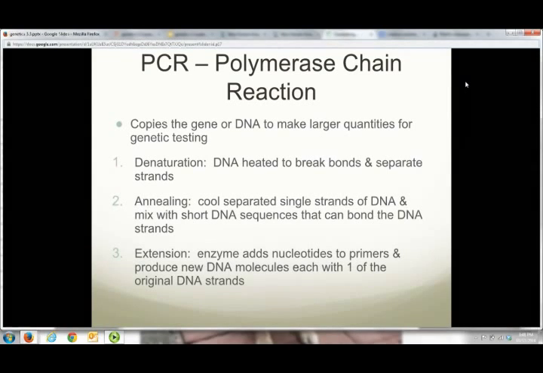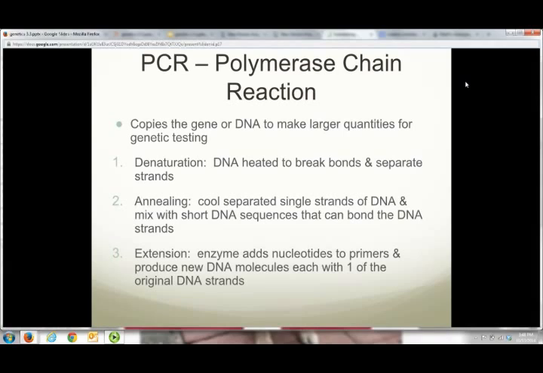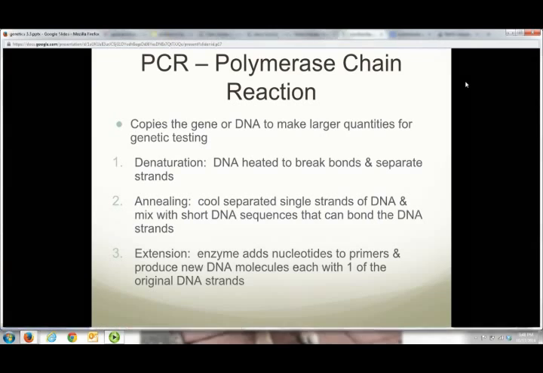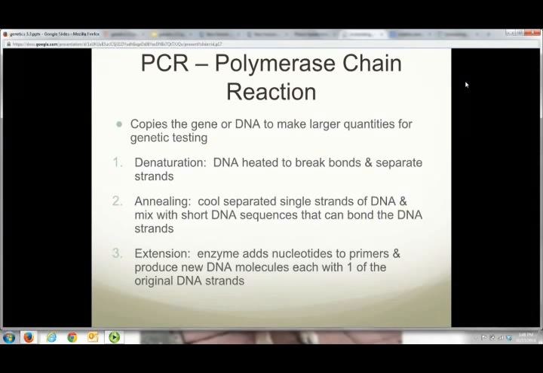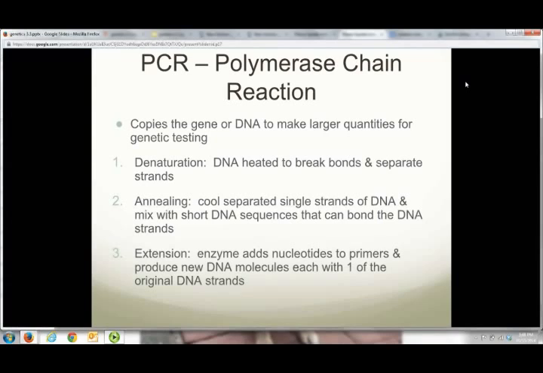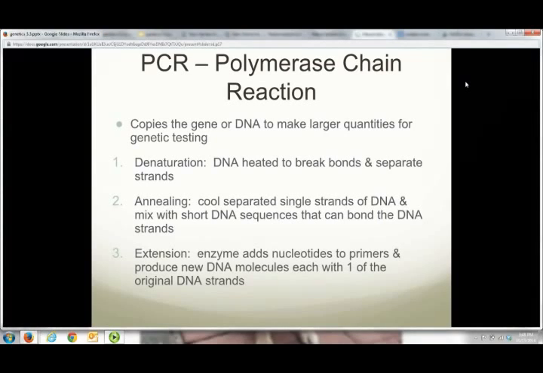During denaturation, the DNA is heated. This allows the bonds to be broken and to separate the DNA into its two separate strands. During annealing, the DNA is cooled and the separated single strands of DNA are mixed with short DNA sequences. These new sequences can bond with the DNA strands. During extension, the enzyme is added in to add nucleotides to primers and produce new DNA molecules, each with one of the original DNA strands and then a new complementary strand.